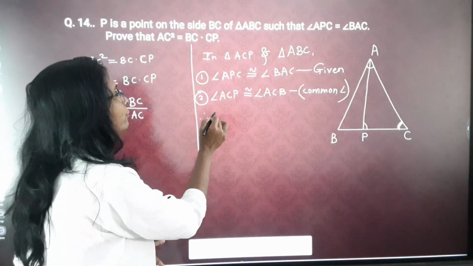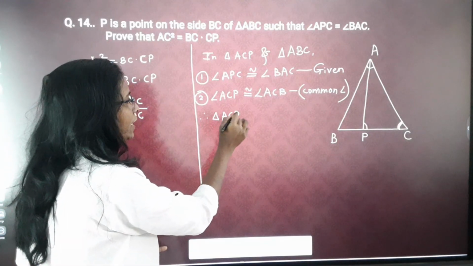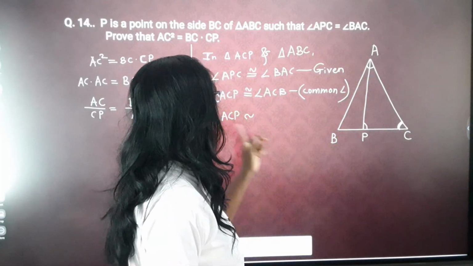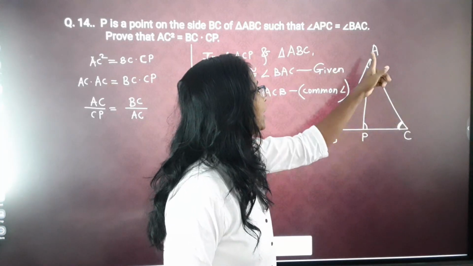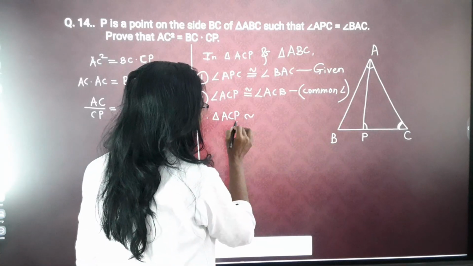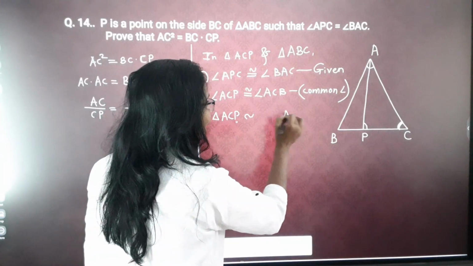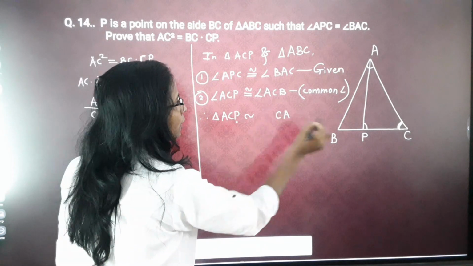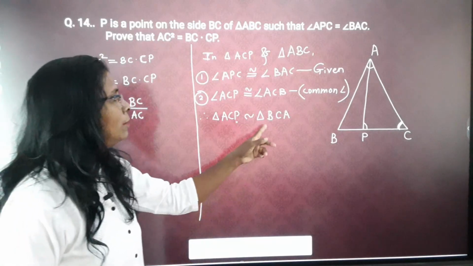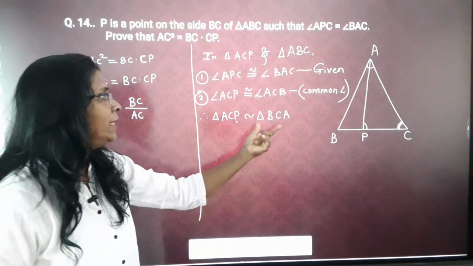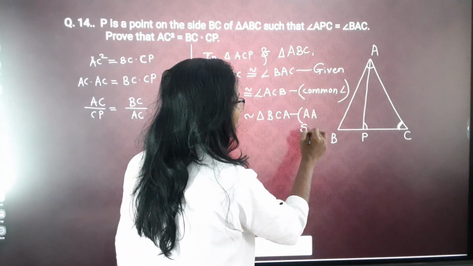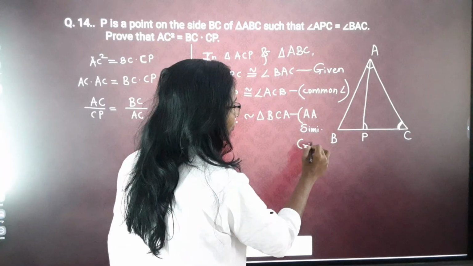Therefore triangle ACP is similar to triangle BCA: A is congruent to P, P is congruent to A, and C is congruent to C, so that means BCA. The triangle ACP is similar to triangle BCA because of one-to-one correspondence. By which criteria? This is the AA similarity criteria.